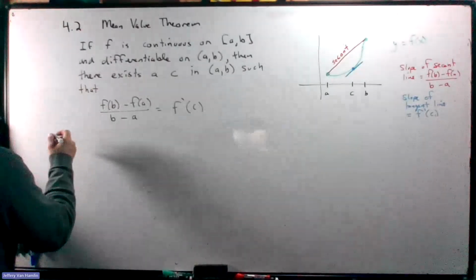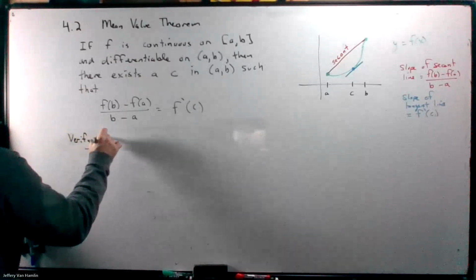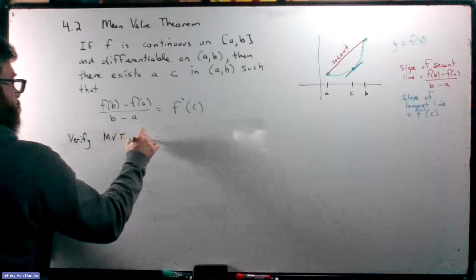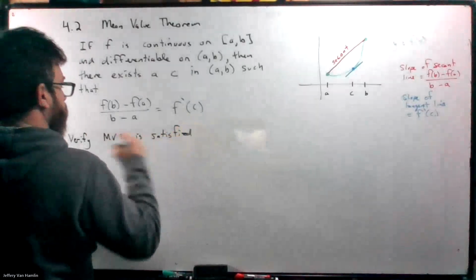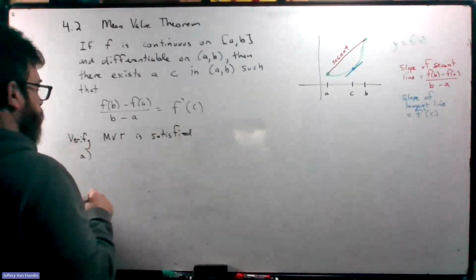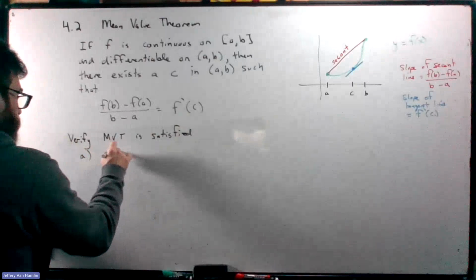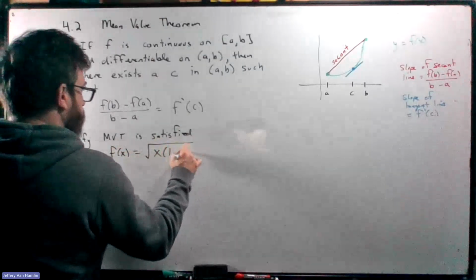So let's say verify the mean value theorem is satisfied. And then in another one, we'll show that it's not satisfied. So say for this one, we have f of x is equal to the square root of x times 1 minus x.